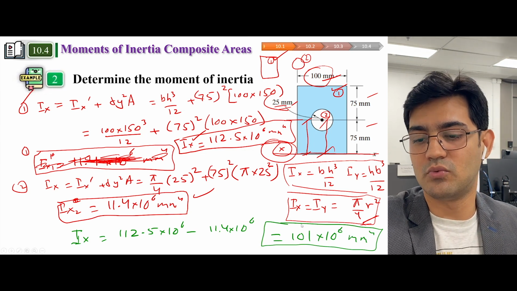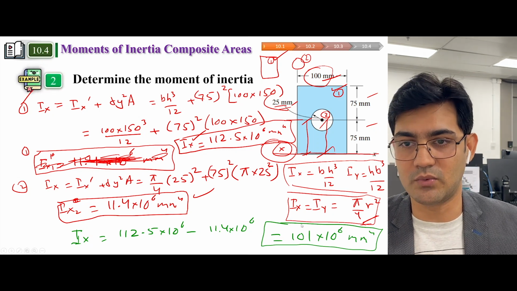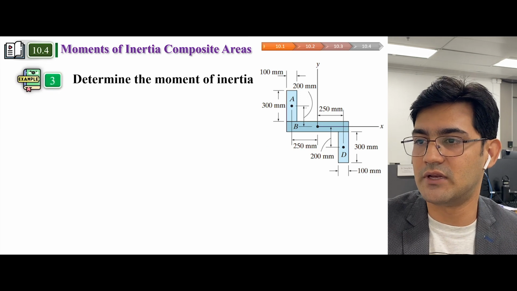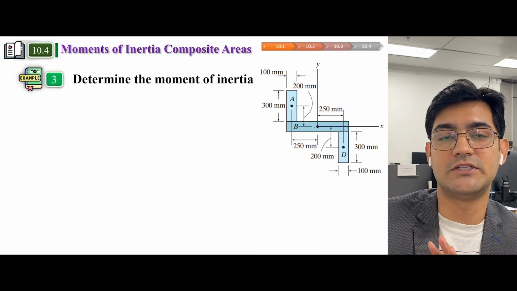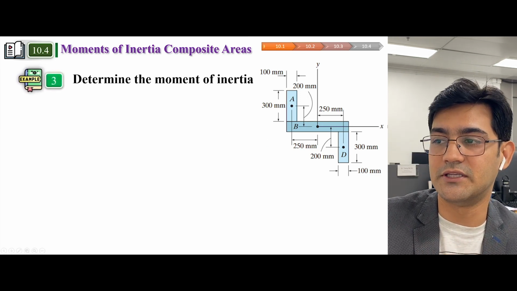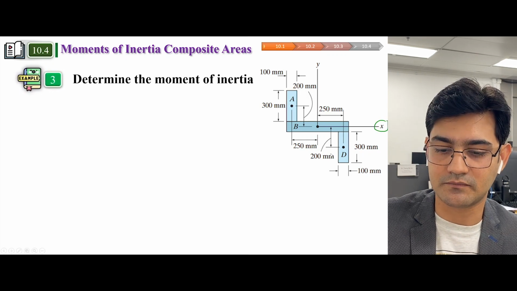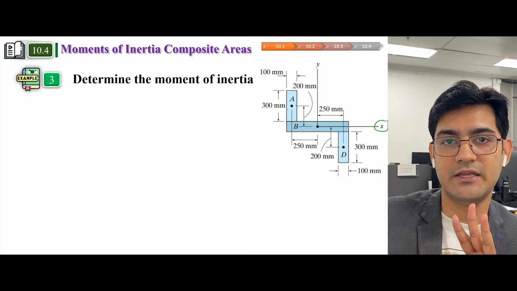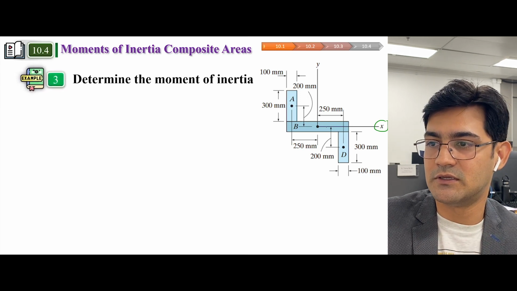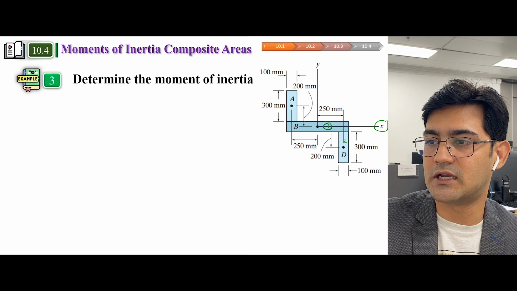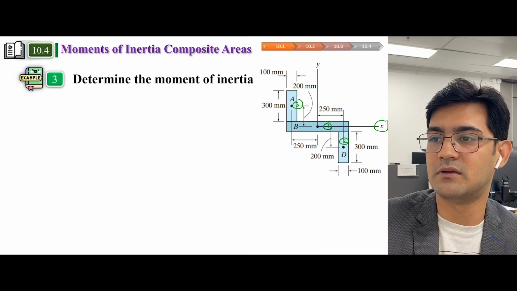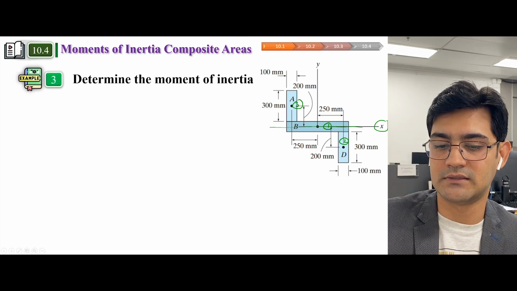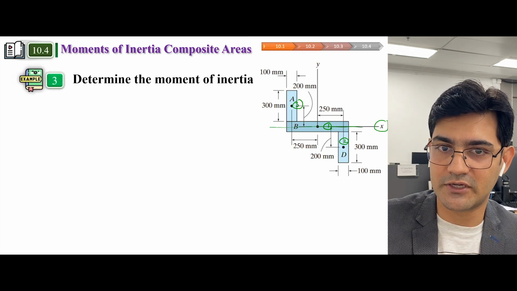Now let us do one more example so that it will become clear how to calculate the moment of inertia. Let's say we want to calculate the moment of inertia of this composite body along the x-axis. Here we have 3 segments. This is segment 1, this is segment 2, this is segment 3, and we want to calculate the moment of inertia along the x-axis. So how will we calculate it?